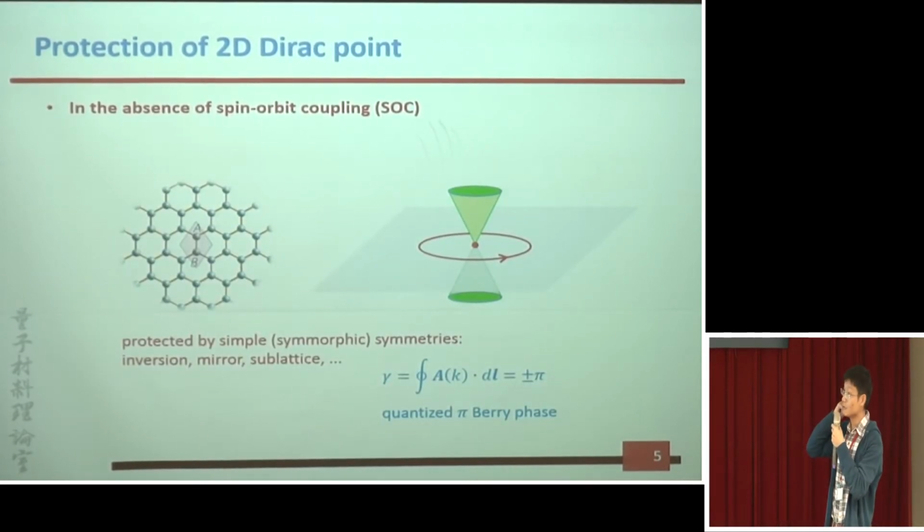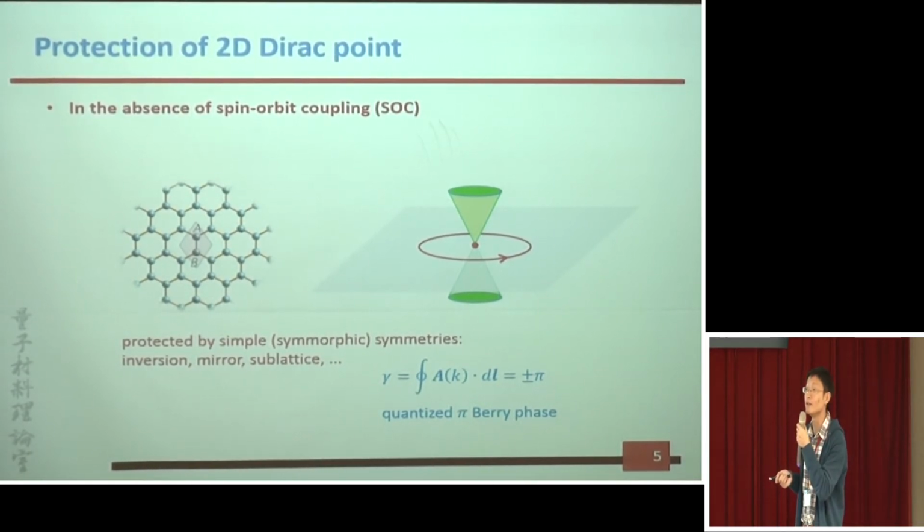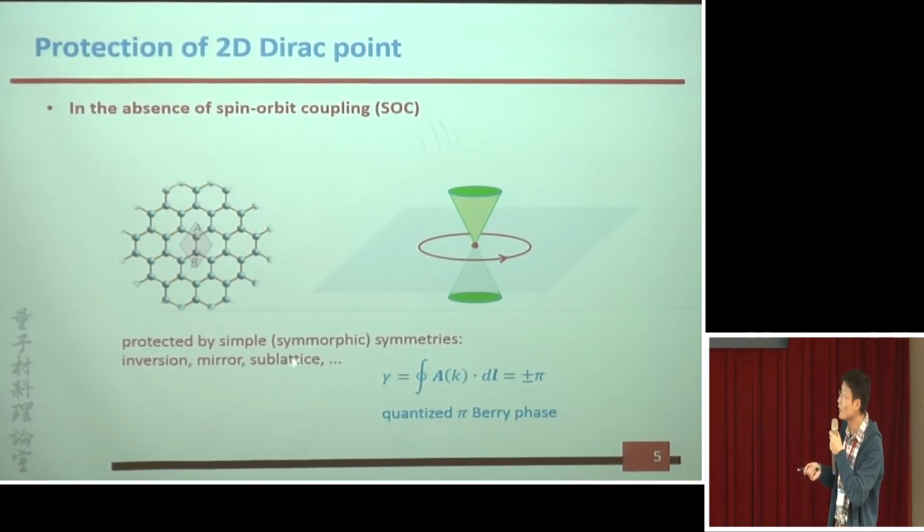If you discuss band crossing, we need to identify the protection mechanism for these Dirac points. For example, in graphene, there are multiple crystalline symmetries that stabilize this point, which means as long as these symmetries are preserved, this point cannot be destroyed, cannot be gapped. For example, we have inversion symmetry, mirror symmetry, or sublattice symmetry. Each symmetry independently can protect these Dirac points.